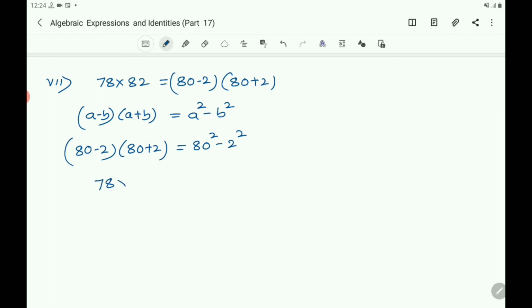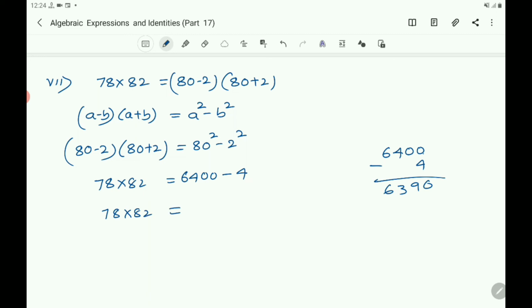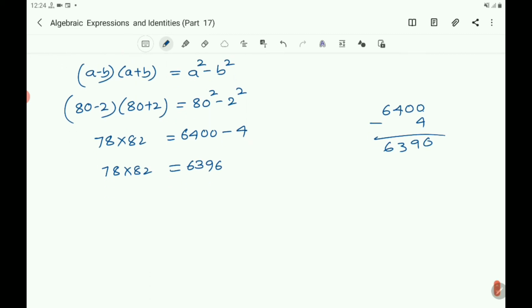That is 78 into 82 equals 80 square minus 2 square. 8 square is 64, so 80 square is 6400. Here only one zero is there, in its square 2 zeros. Now 2 square is 4. Then you subtract 6400 minus 4. You got 6396. So 78 into 82 equals 6396.